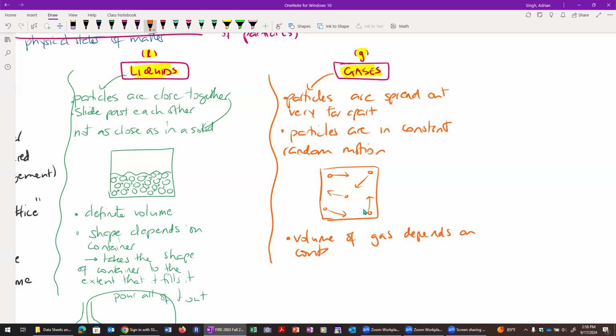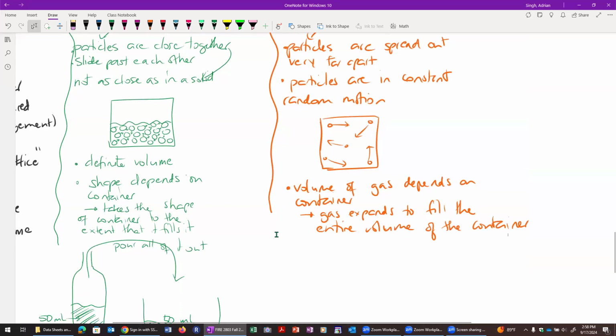So in terms of volumes and shapes, the volume of a gas depends on the container. And what we find is that the gas will expand, fill the entire volume of whatever container that it's in. That has implications for the shape that the gas sample adopts as well.